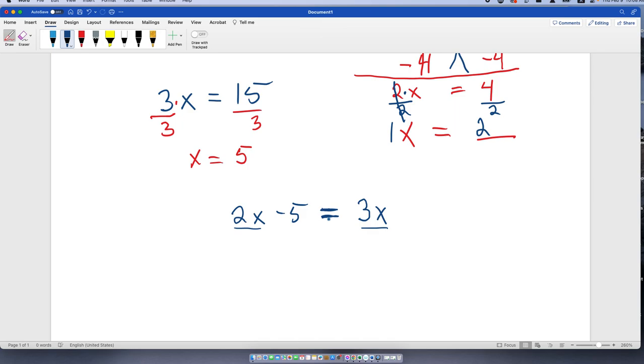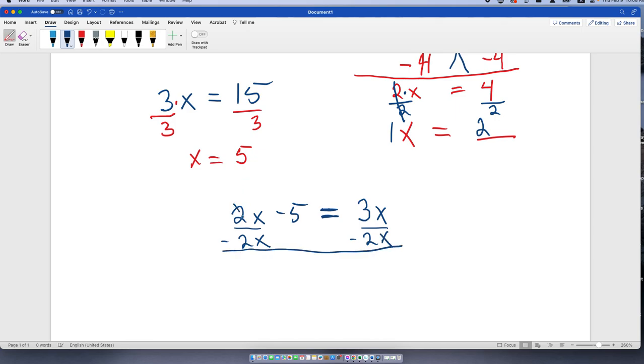Don't you just subtract the X's from each other? Well, they're being multiplied. Good idea. So what would be your suggestion? What should we subtract? Subtract 2x. Subtract 2x from both sides. Excellent.